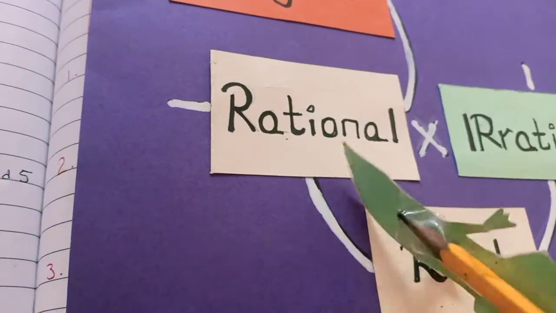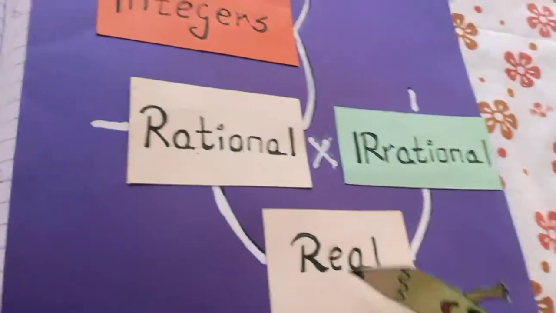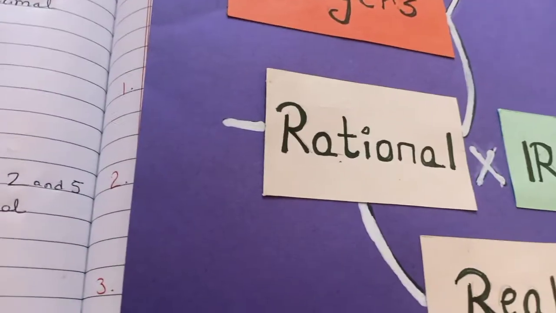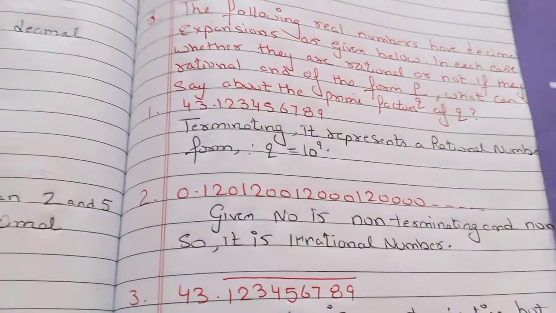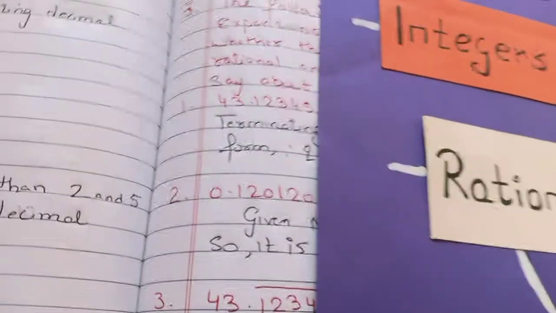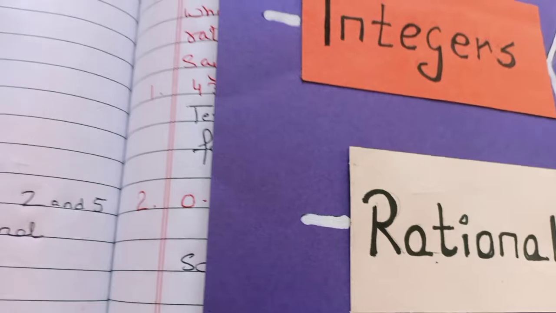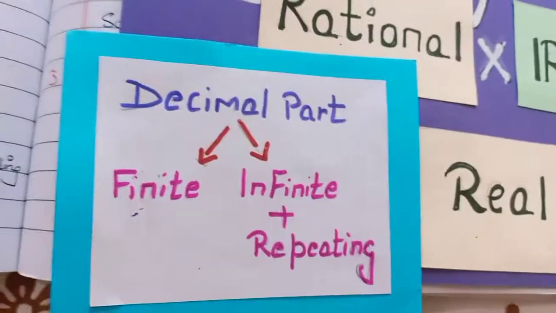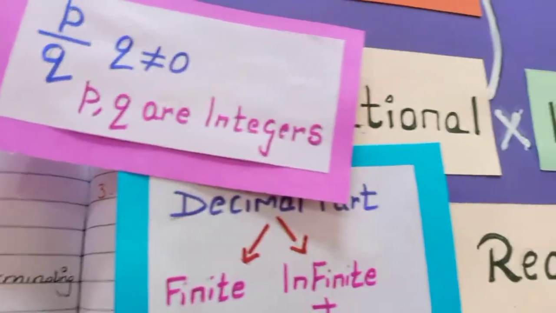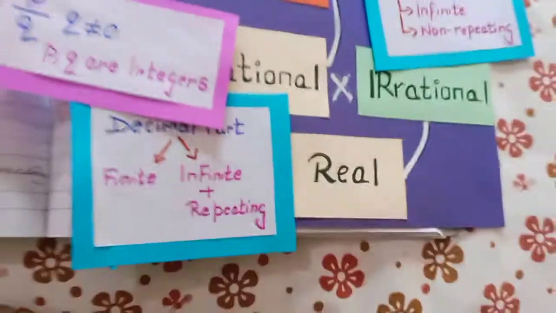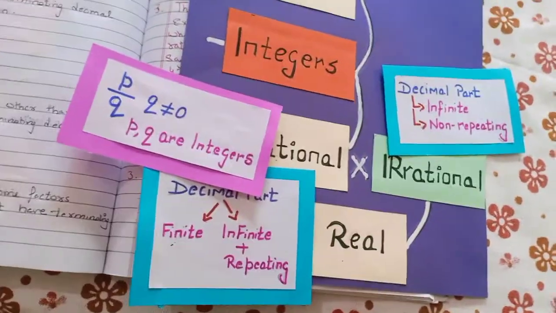Rational numbers and irrational numbers both make up the real numbers. Numbers whose decimal expansion is finite and which can be written in the form p by q are rational numbers. The numbers which cannot be written in the form p by q are called irrational numbers. But both kinds of numbers make up the real numbers. Is it clear?